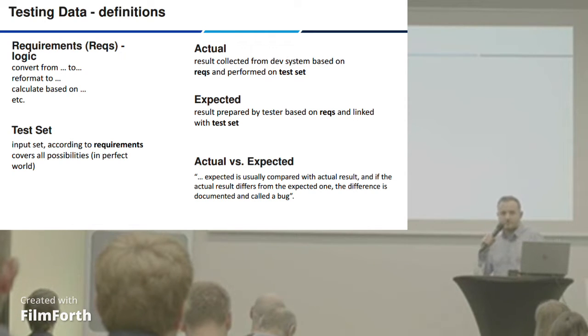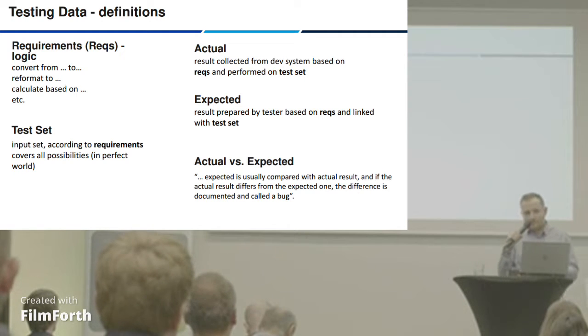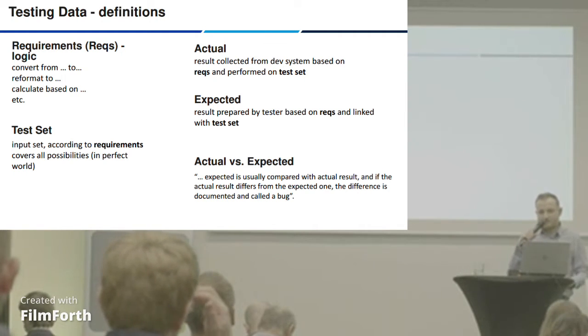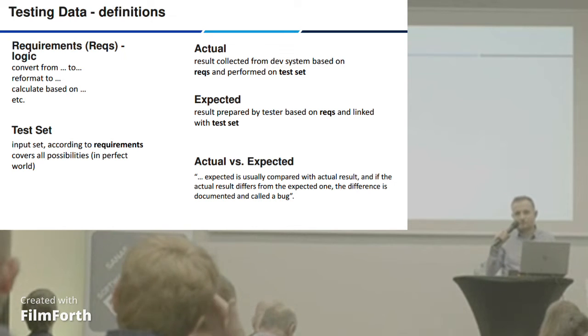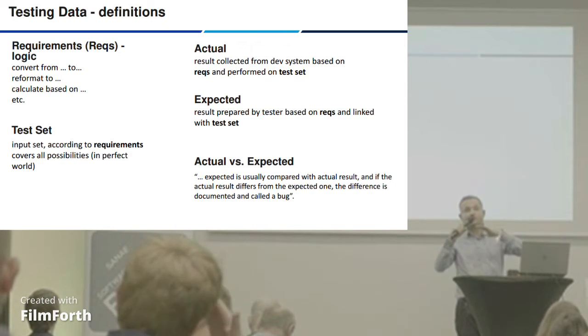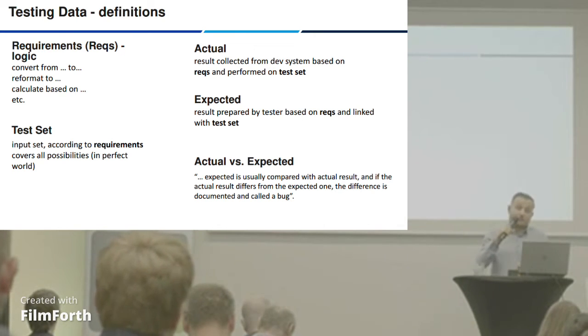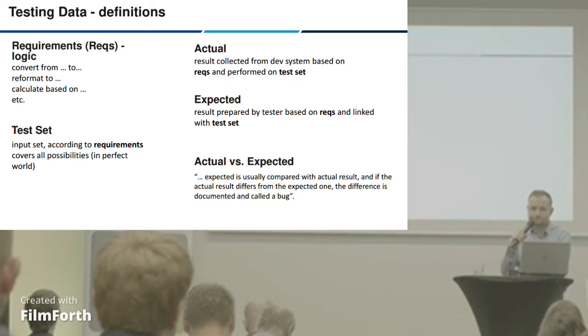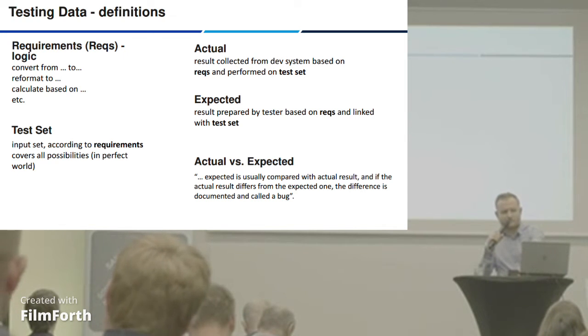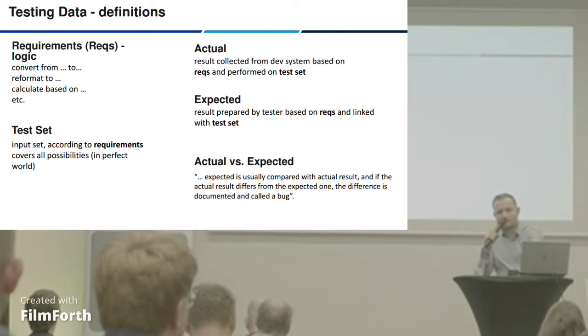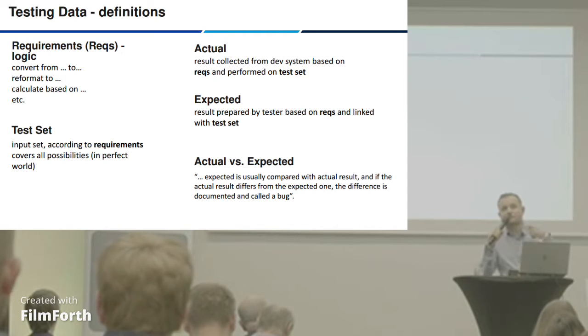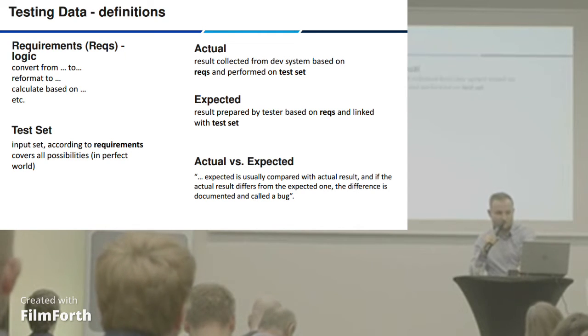And the test set. The test set is a crucial thing. This is the input set, which we will input to the dev system. It's based on requirements, right? And it covers all possibilities, mostly all. In a perfect world, we would like to cover every kind of requirement. It is possible sometimes. We can create this test data set manually, or generate it automatically. So we've got two methods of creating it.